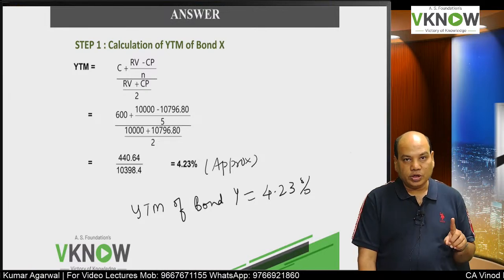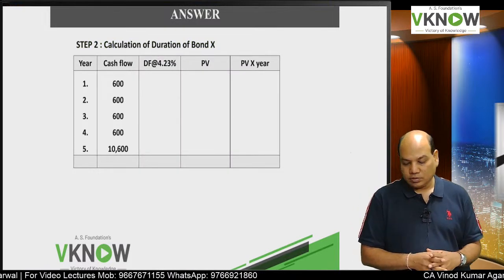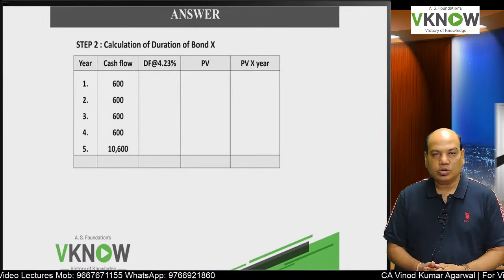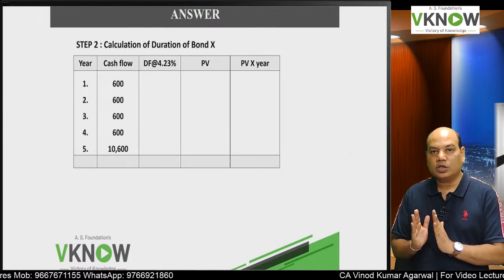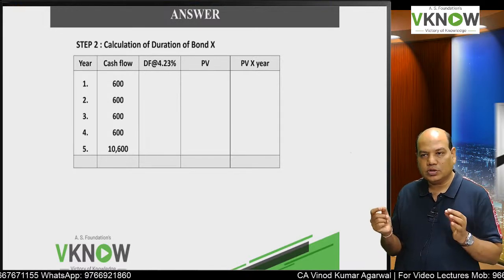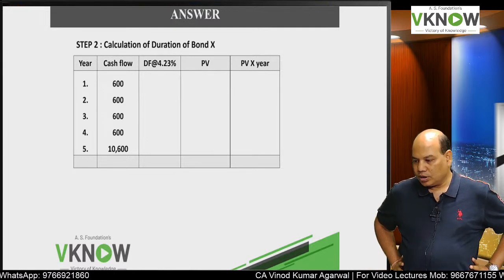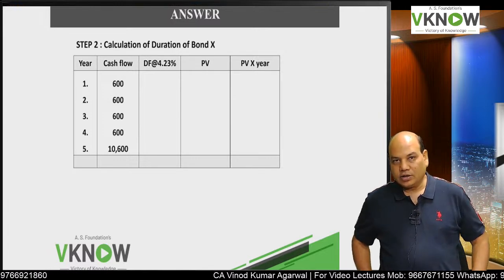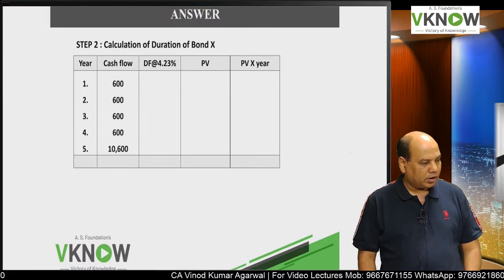Now we'll compute the duration of both bonds at a 4.23% discount rate. So write down step 2, computation of duration of bond X. In this example, the duration is used for decision making, and the investor says I will choose the bond which has lower duration. So duration of bond X, write down the format: year, cash flow, discounting factor at 4.23%, present value into year.